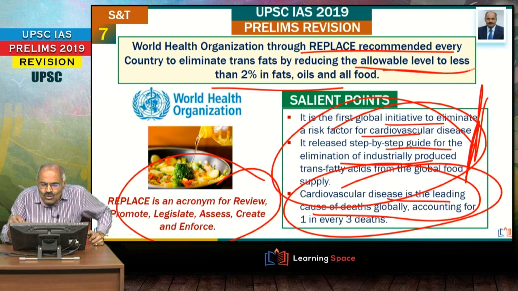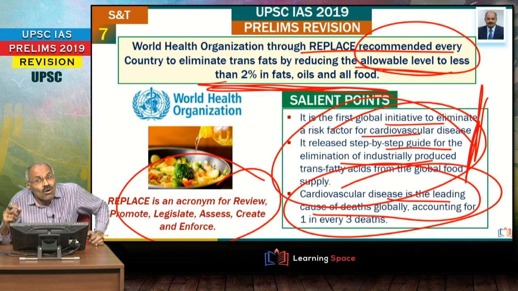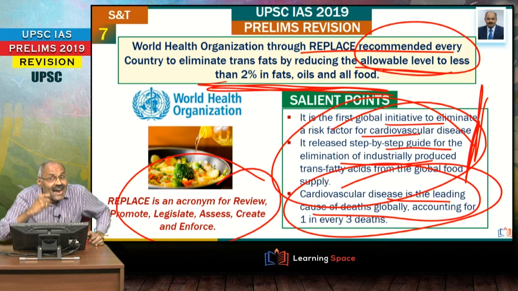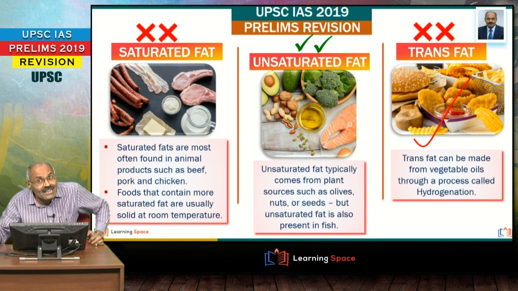That means reducing to the allowable level of less than 2% in fats, oils and all food. That means the REPLACE campaign aims that by the year 2023, trans fats should be reduced to less than 2% in fats, oils and all food. That is the important aspect. And before understanding what is trans fat, please don't forget, trans fats occur naturally, and at the same time they are artificially produced. Now the world is mainly concerned about reducing the artificially produced trans fats because they are being used more and more in recent times.